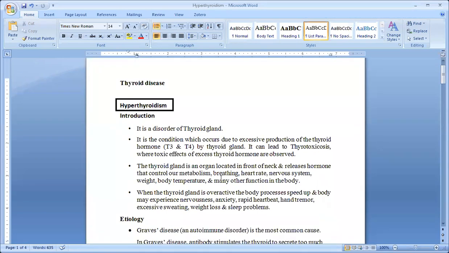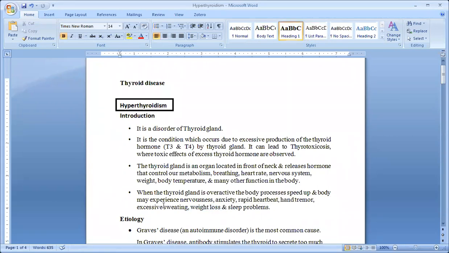What happens if the thyroid gland is overactive? The body processes speed up. All the processes increase and take speed. And what happens? Nervousness, anxiety, rapid heartbeat, hand tremor, shaking of the hand, excessive sweating, weight loss, and sleep problems. In hyperthyroidism, weight loss is there, and in hypothyroidism, weight gain is there.